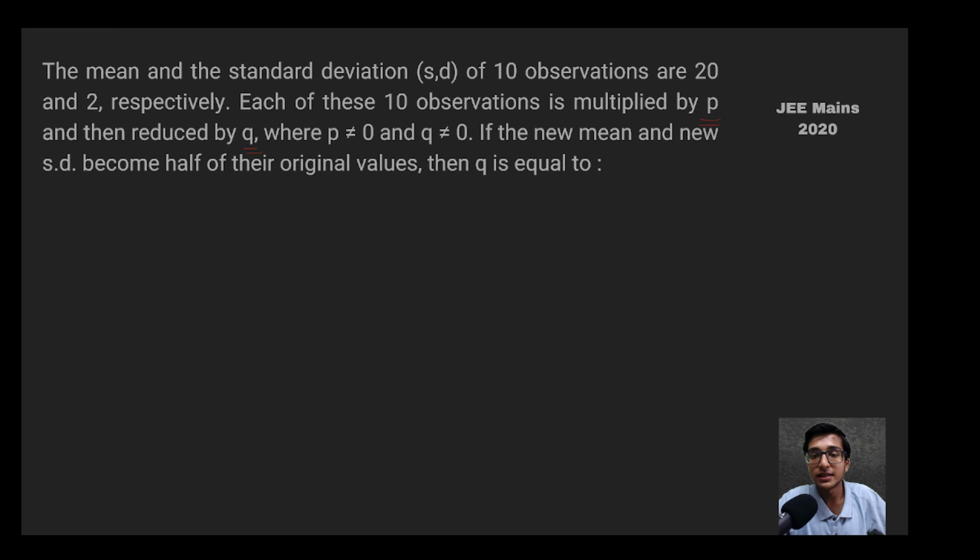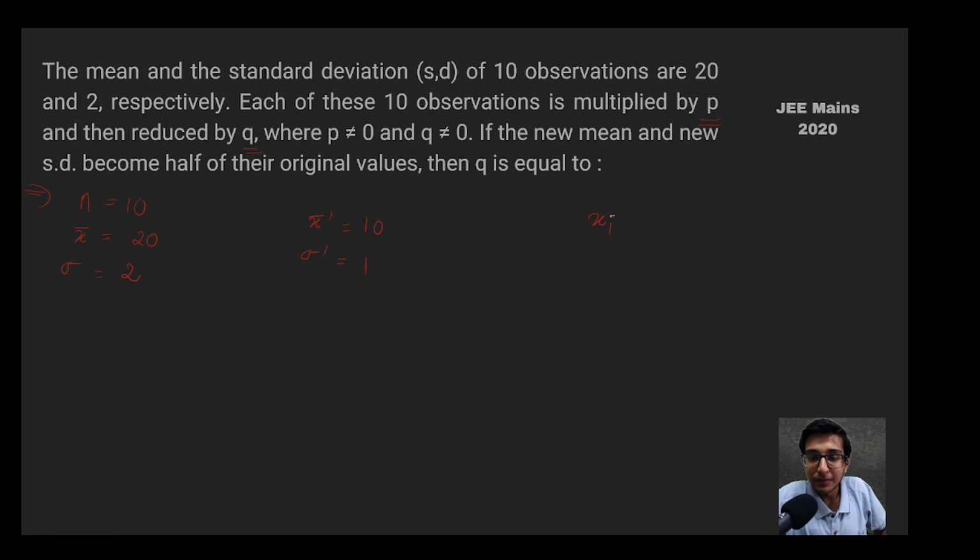Now this question is simply a piece of cake if you know the shortcut table that I just taught you. Let's write down whatever information has been provided to us. N is equal to 10 here, since there are 10 observations. Mean we see to be 20 and our standard deviation is 2. And we know our new mean and new standard deviation, which we represent by x bar and sigma bar, have become half of their original values. This means this has become 10 and this is 1.